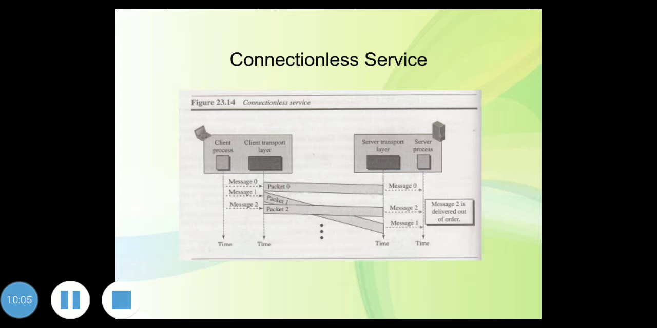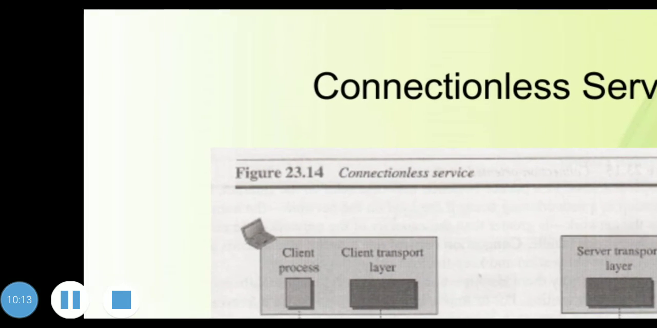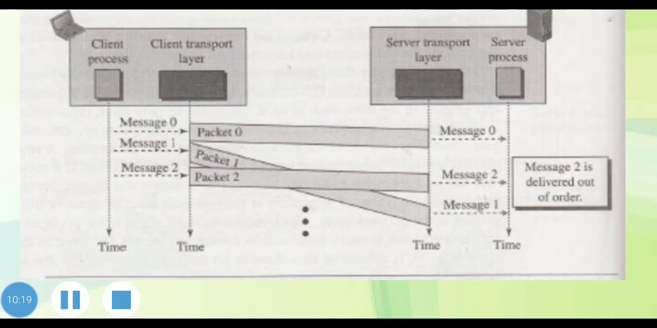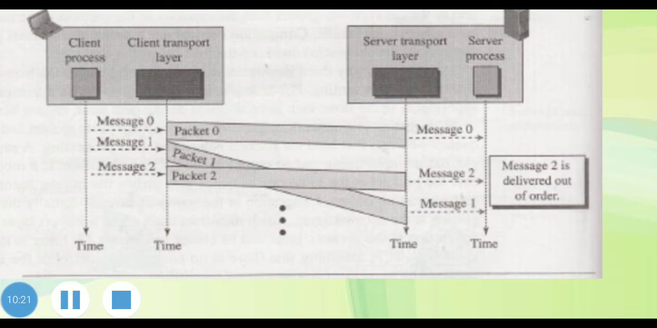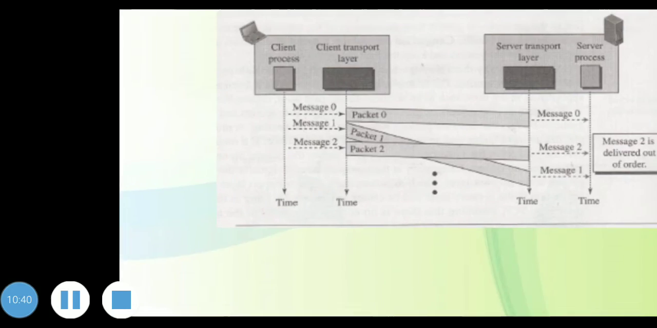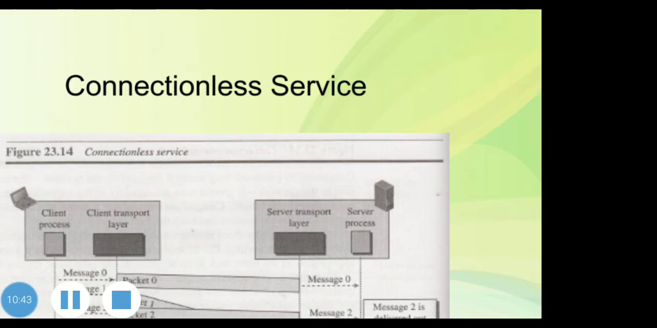Okay, so this diagram is going to show the connectionless service. You can see message 0, packet 1, packet 2, message 0, 1, 2, and message 2 is delivered out of order. See here, packet 0 comes first, then packet 2 comes, and packet 1 comes afterwards. Due to that, message 2 is delivered out of order as there is no dependency between the packets. Then next we'll see the diagram of connection oriented service.